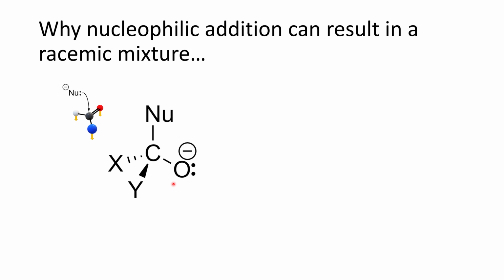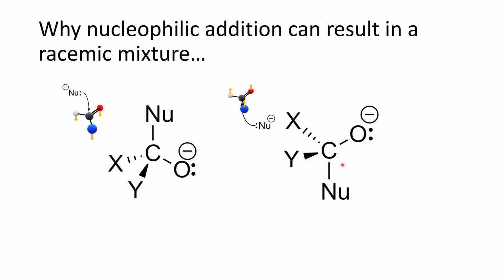Now let's consider those 2 intermediates that we formed as a result of the nucleophile attacking from both above and below the planar carbonyl group. Here we've shown our first intermediate as the result of the nucleophile attacking from above. Here we've shown our second intermediate as a result of the nucleophile attacking from below. Notice how both intermediates are chiral and the addition of H+ would protonate them to form the final product.